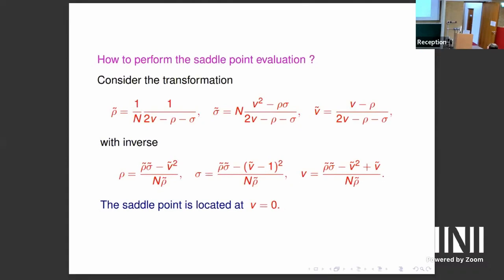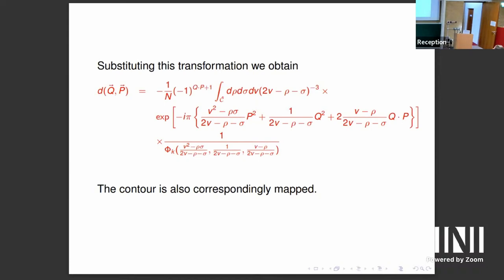So how to perform the saddle point? Here a property of that Siegel modular form and number theoretic properties come in a little bit. So you consider this transformation, just a transformation of the three complex variables, right? And it has a particular inverse. Now in this set of variables, the leading saddle point is at V equals zero.